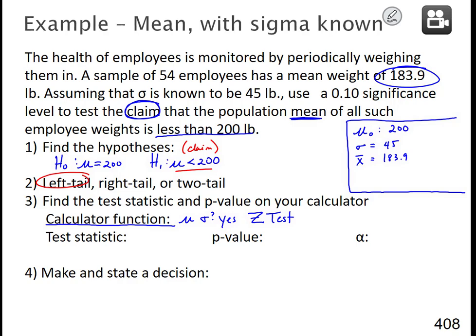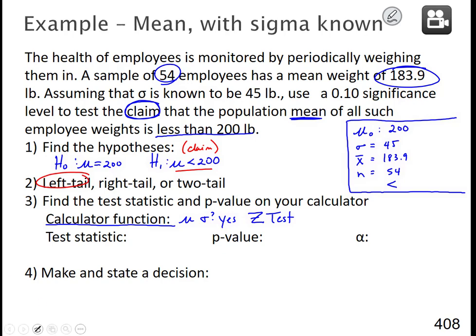By the way, you never use the same number twice. So since we already used the 200, we wouldn't use that again. And n is the sample size, the 54 employees. And then the last thing will be to highlight the symbol from the alternative, which is the less than symbol. So again, I hope that you're writing these things down. It will be good examples for you when you start doing your homework.